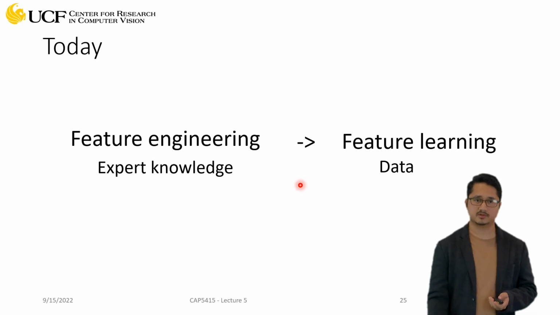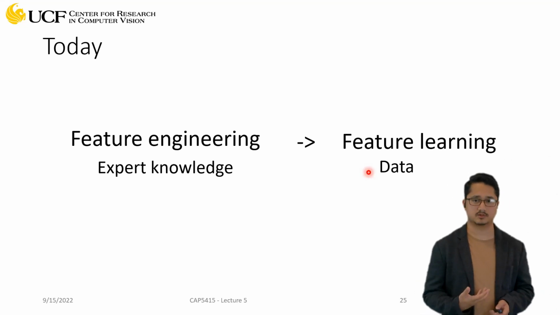Okay, so for feature engineering, as I said, you need some kind of expert knowledge. And for feature learning, all you need is data. As long as you have a sufficient amount of data, you can try to learn these features from those data points.